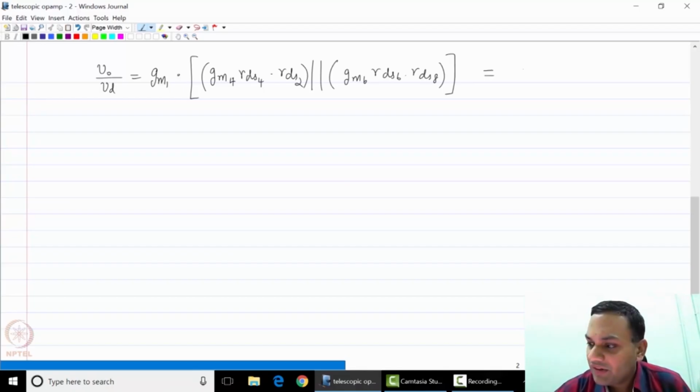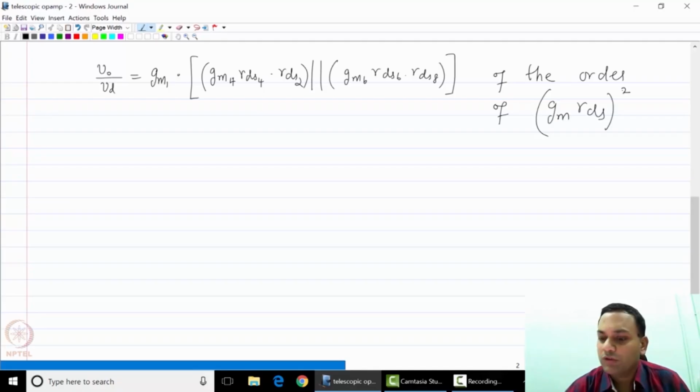This is clearly of the order of GM RDS the whole square, because you have the product of two GMs and the product of two RDSs. So now we have got a DC gain from an op amp that is of the order of the square of the intrinsic gain of a single amplifier. This is clearly much larger than the original one stage op amp.